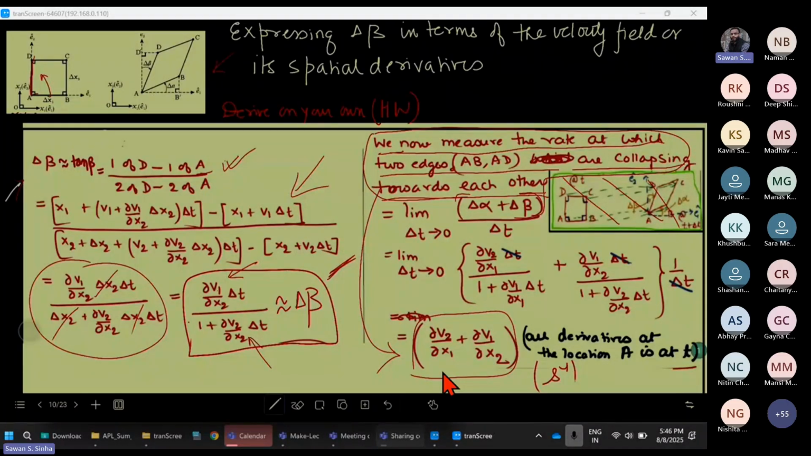Again, reminder, all these derivatives that are appearing are at location A, wherever A was at time t. Here, all these derivatives are at time t where A was.